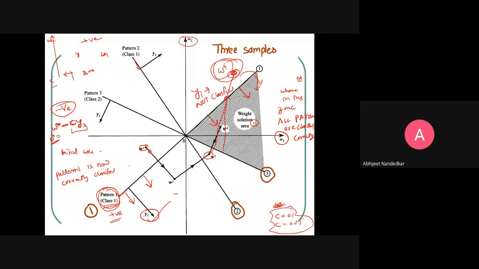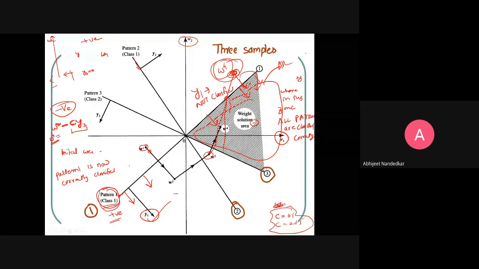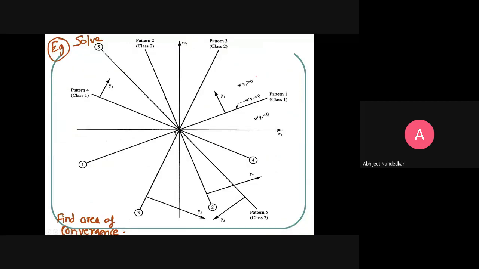Okay, so maybe the remaining patterns are classified, but y1 is not satisfied. That means your training is not over. You have to move from this position to this solution zone. If you take any point in the solution zone, all patterns are satisfied. That is what we can see from the diagram.